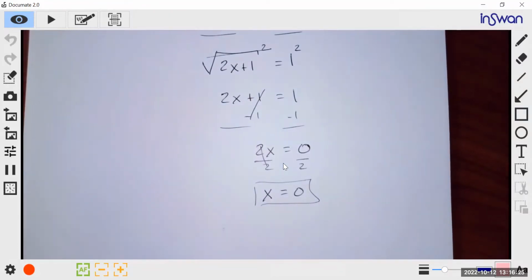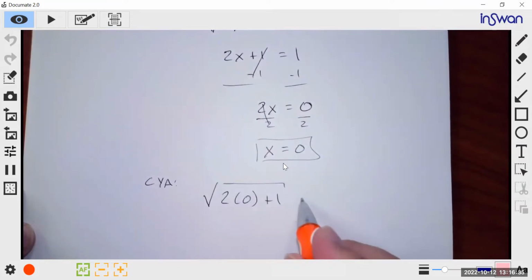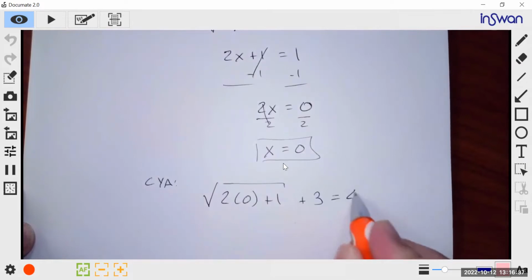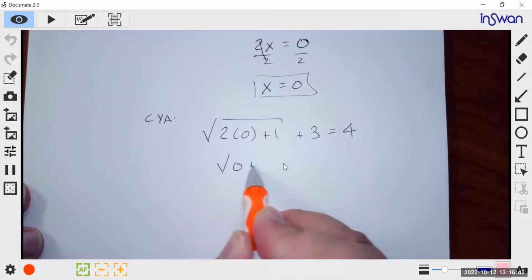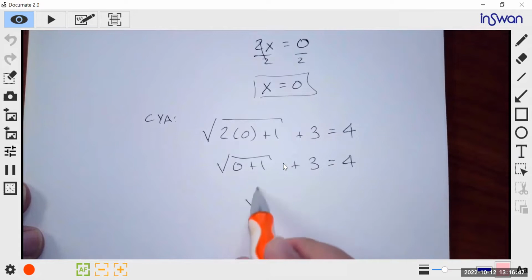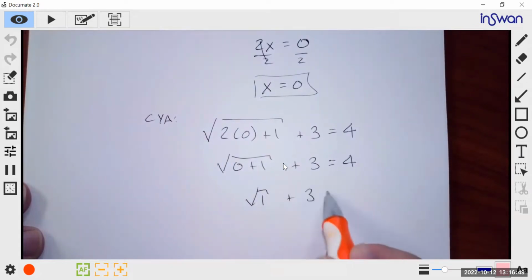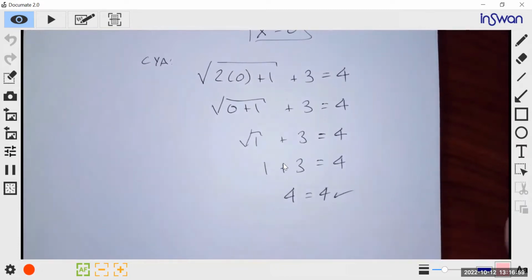Check your answer. Two times 0 plus 1 plus 3 equals 4. 2 times 0 is 0. 0 plus 1 is 1. Square root of 1 is 1. 1 plus 3 is 4. So x equals 0 is our solution.